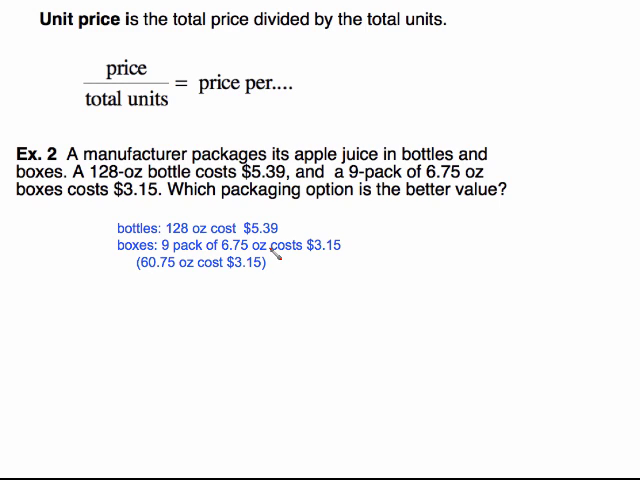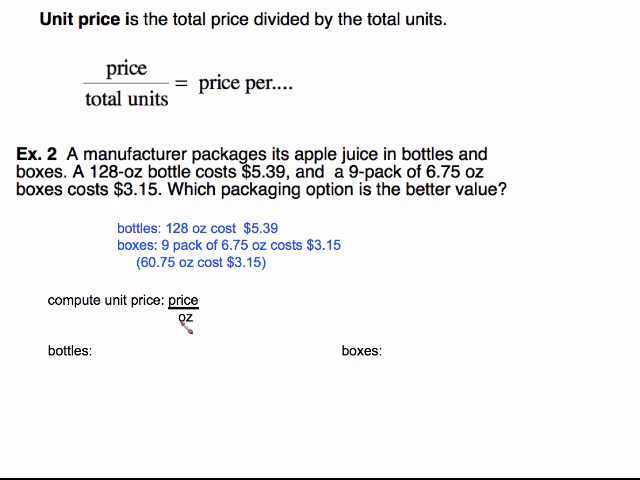We need to know the total number of ounces. Just like the bottles had a total of 128 ounces, we need to multiply 9 times 6.75, which is what's in each bottle, and we end up with this, 60.75 ounces. So set up our fractions.